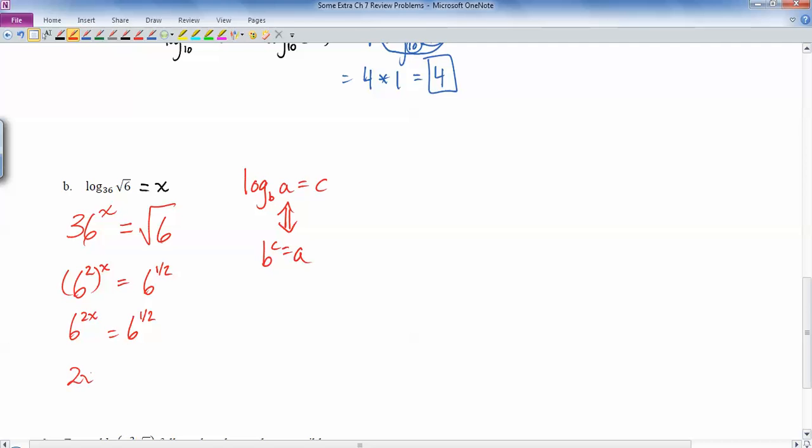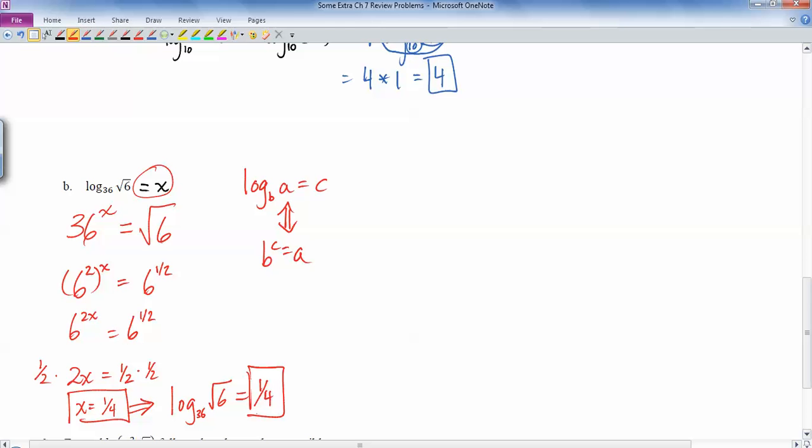Well, that means that 2x has to equal 1/2. And then if I divide both sides by 2, or multiply both sides by another half, then I'm going to get x equals 1/4. Well, that means that the original problem, which I set equal to x, is log base 36 of root 6. We know that that's now 1/4. So there's my answer, 1/4.